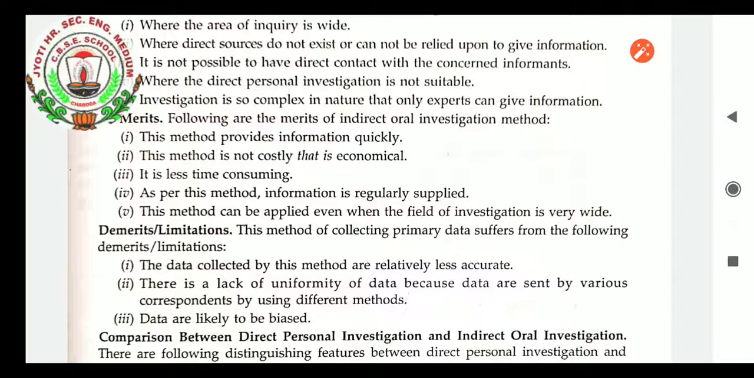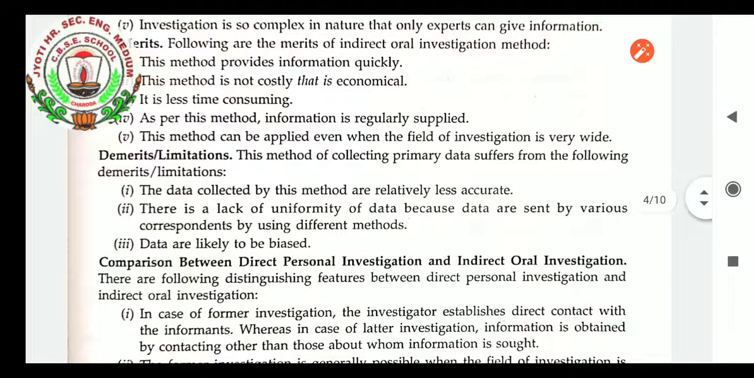Now come the demerits, the limitations. This method of collecting primary data suffers from the following demerits. The very first is that it is relatively less accurate. Definitely, because here we are not in direct contact with the informant. The source of data which we collect is indirect, taken from any person whom we consider suitable for judgment. There is a lack of uniformity. Definitely different answers will come from different people, because we do not have a uniform source from which we collect data.